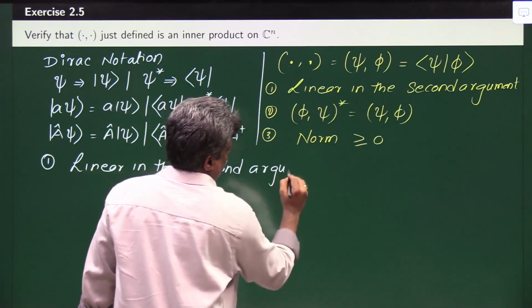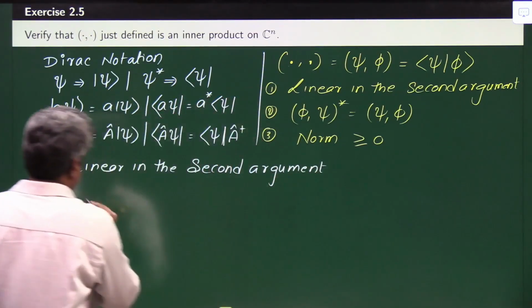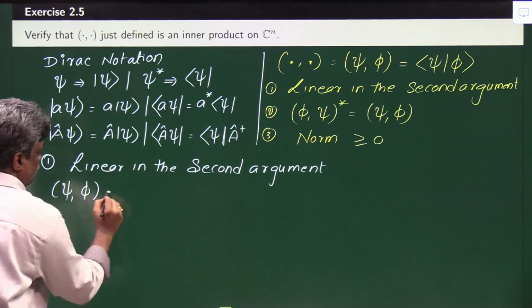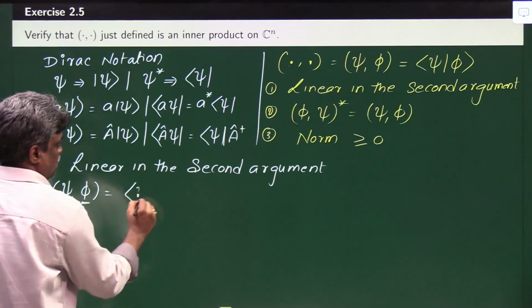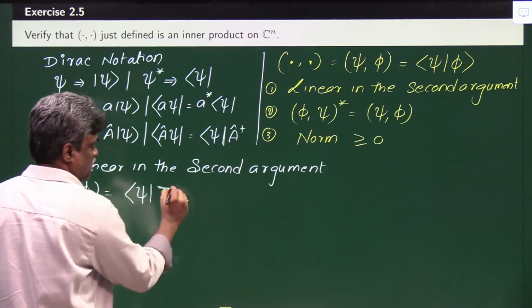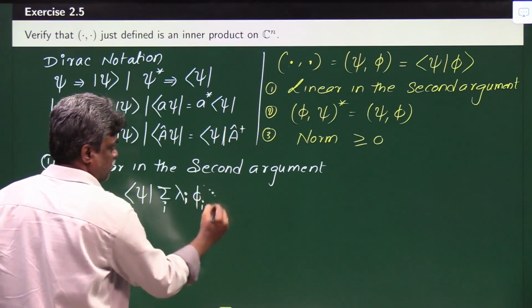Second argument. What is the meaning of this? Now, for example, I'm taking this inner product of psi comma phi. I'm talking about this second argument. So the first is nothing but psi as it is, and the second one I am writing as a linear combination, a summation over i, lambda i, phi i.